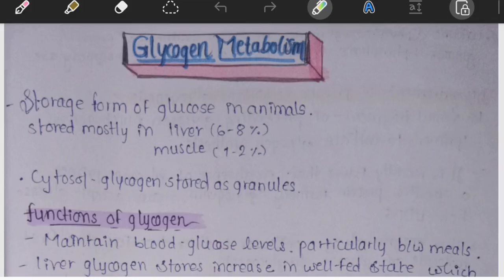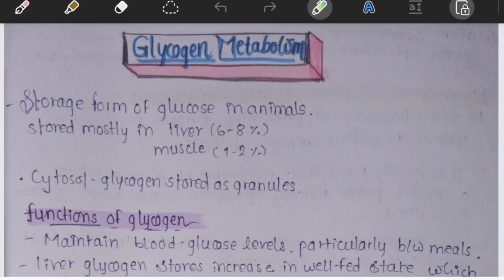The first question is obvious. What exactly is the glycogen? Think of the glycogen as a storage form of glucose in the animals. Here's a simple analogy. Imagine glucose is cash in your pocket, and you don't carry all your money in your pocket. Most of it stays safely in your bank account. Similarly, our body doesn't keep excess glucose freely circulating in blood. Instead, it converts glucose into glycogen and stores it for future use.